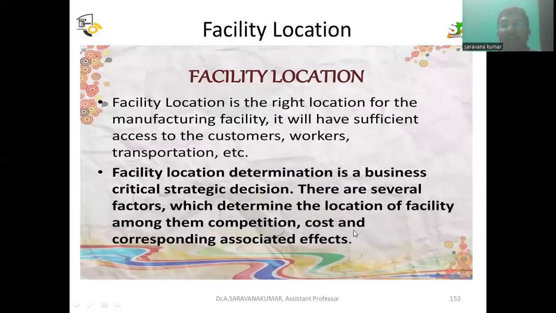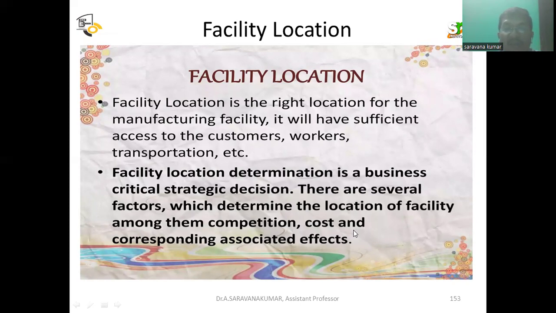So, facility location. If you're going to manufacture any product, the facility location is very important. It will be accessible by the customers, workers, and transportation. Facility location is the right location for the manufacturing facility. It will have sufficient access to the customers, workers, transportation, etc. Facility location determination is a business critical strategic decision.